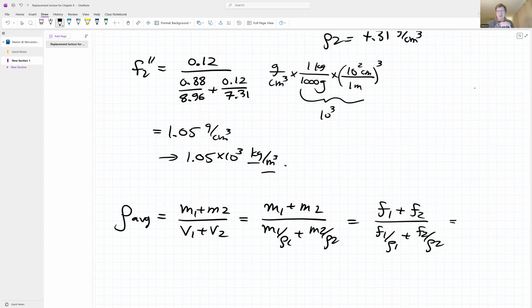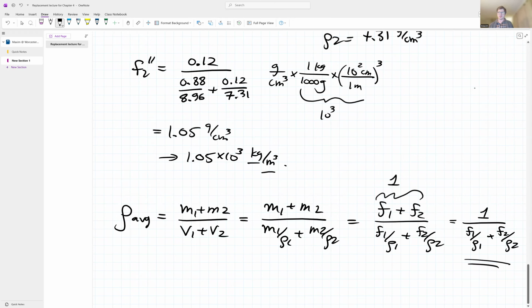But we also recognize that these sum to 1 because they're fractions of just the 2 components that we have. So they just add up to 1. So you get that the average density is just the fraction by weight of component 1 over its density plus the fraction of component 2 over its density. So kind of a fun little formula.